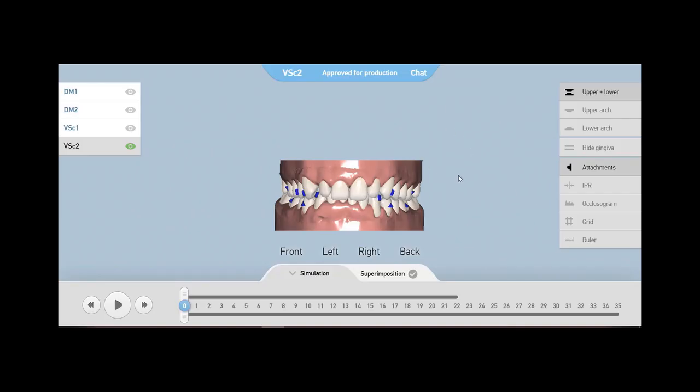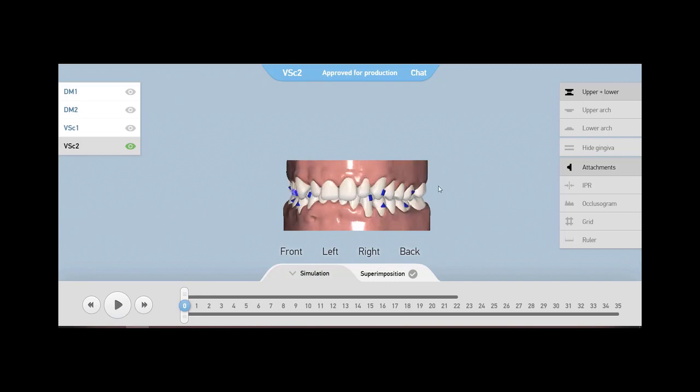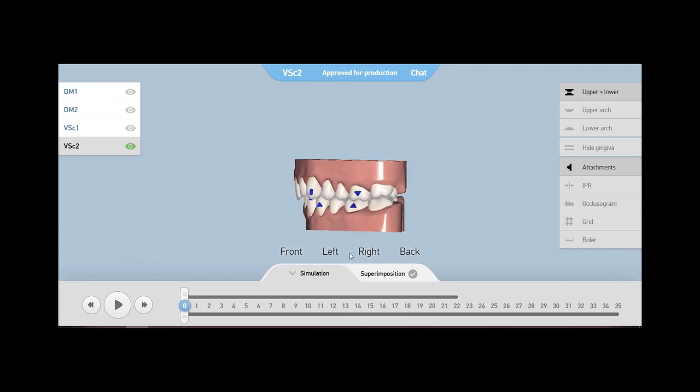Welcome! In this lesson we are going to discuss retrusion treatment. In this model, the main complaint is the position of the frontal teeth.